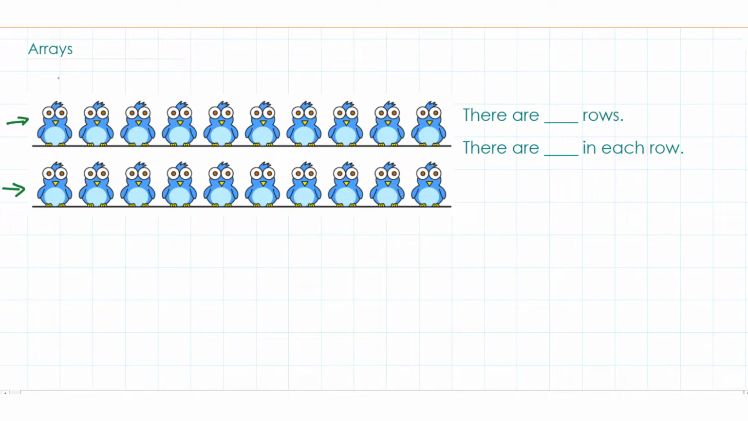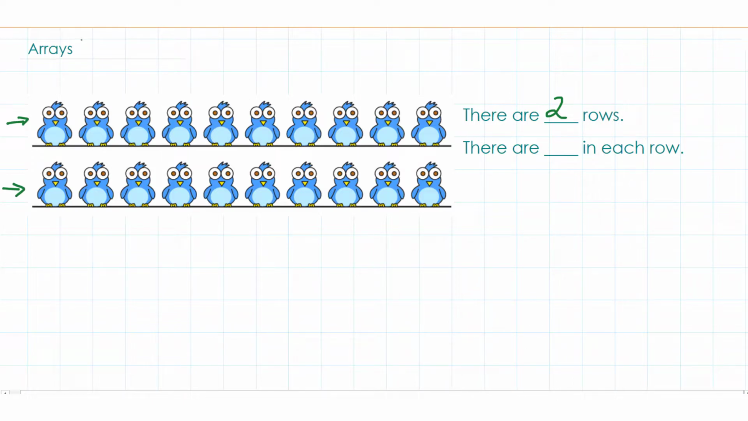Isn't that right? So let's see if we can complete these 2 sentences. There are how many rows and there are how many in each row? Well, there are 2 rows again, aren't there? I showed you with those arrows. How many are in each row?